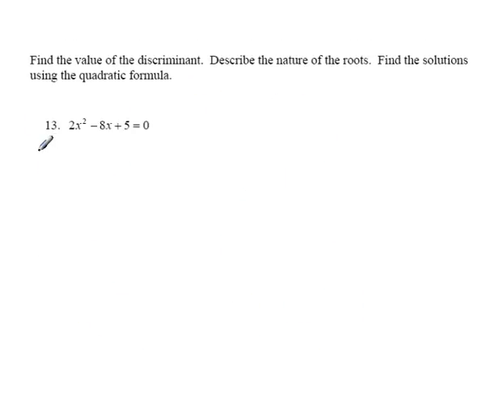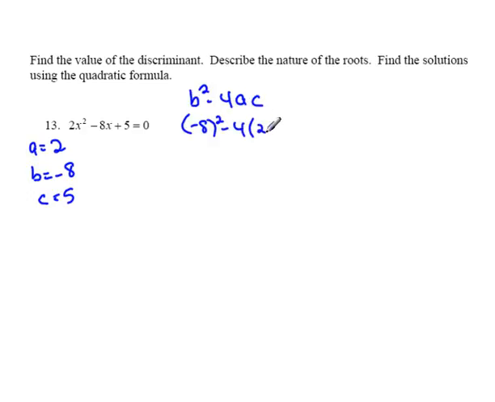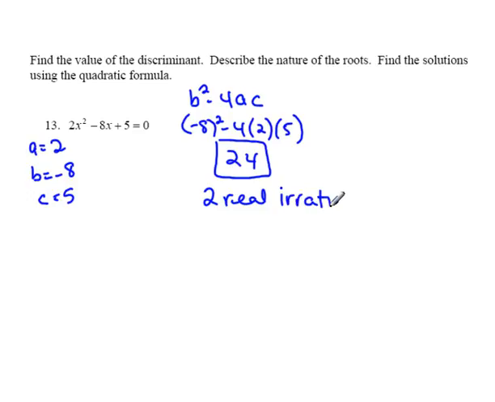Okay, continuing on, it is in the proper form, so a is 2, b is negative 8, c is 5. Let's find the discriminant. Okay, when I do that math, I get the number 24. Again, we have two real solutions because 24 is positive. 24 is not a perfect square, so they will be irrational. Let's solve.